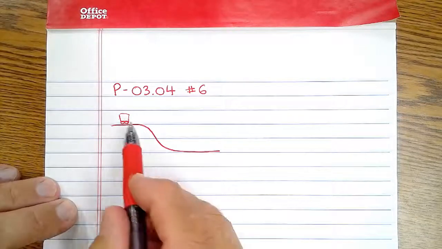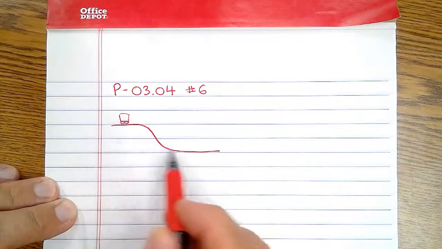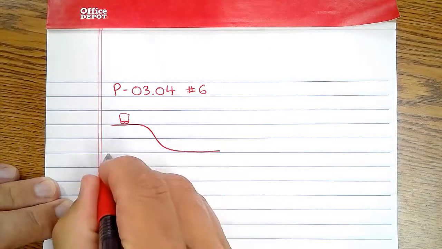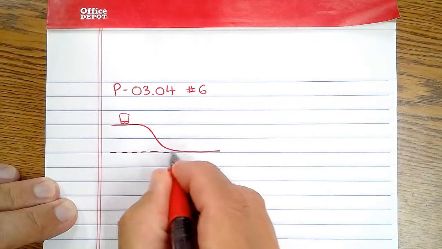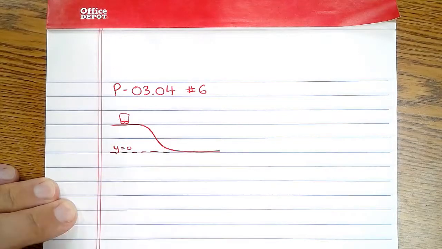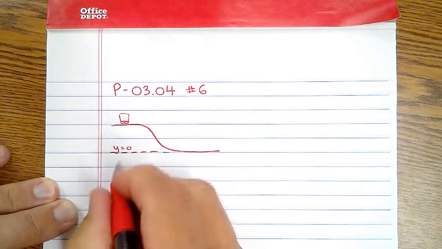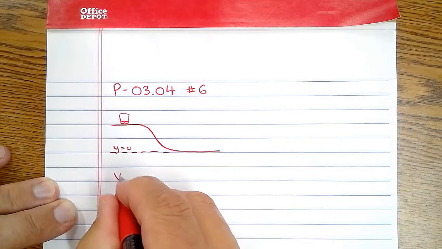So for this problem, we have a car that's coasting along a hill. It goes down the hill, and at the bottom it's going faster. It makes most sense to call the bottom of the hill y equals 0, so we make sure we put that on our diagram. In this case, we know the initial velocity.